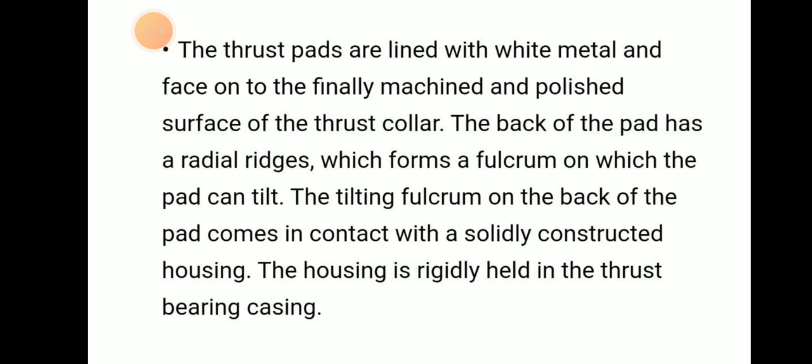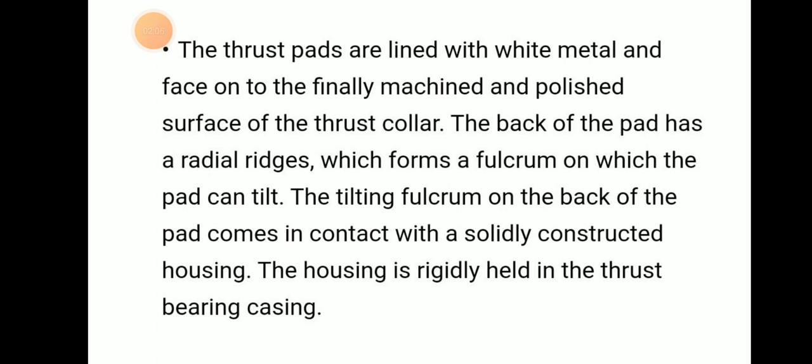The thrust pads are usually lined with white metal and face onto a finely machined and polished surface of the thrust collar. The back of the pad has radial ridges which form a fulcrum on which the pad can tilt. The tilting fulcrum on the back of the pad comes in contact with a solidly constructed housing, and this housing is rigidly held in the thrust bearing casing.